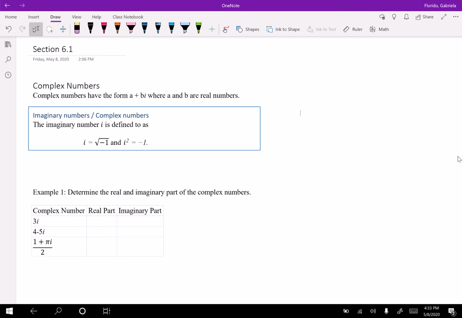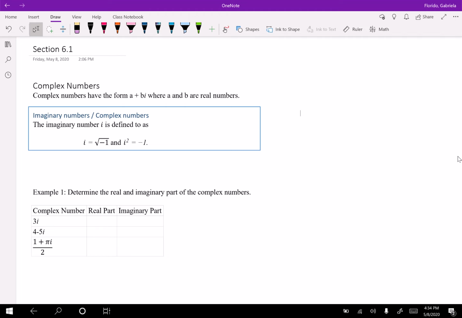Hello everybody! Today we're going to talk about section 6.1, which talks about complex numbers. Complex numbers are defined to have the form a plus bi, where a and b are real numbers. So you might be wondering, what is this i in this form? i is defined to equal the square root of -1. And that means that i squared is equal to -1.